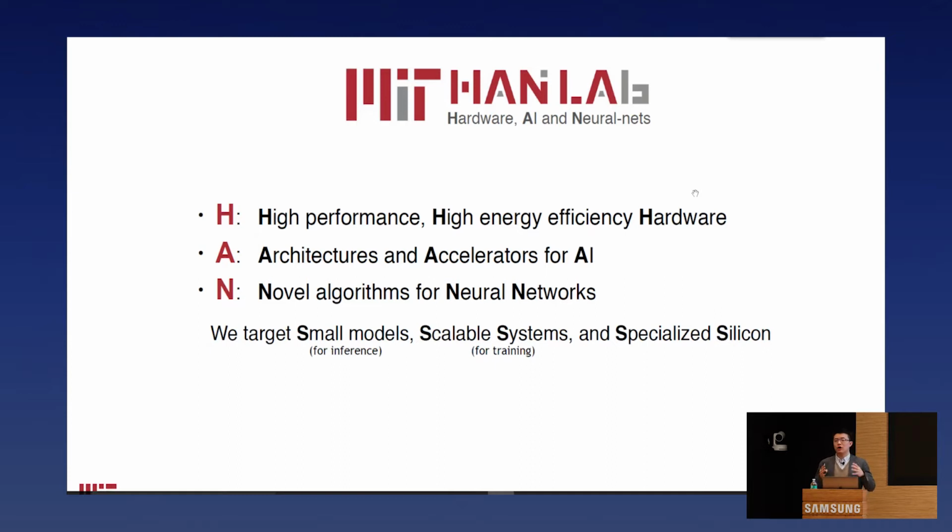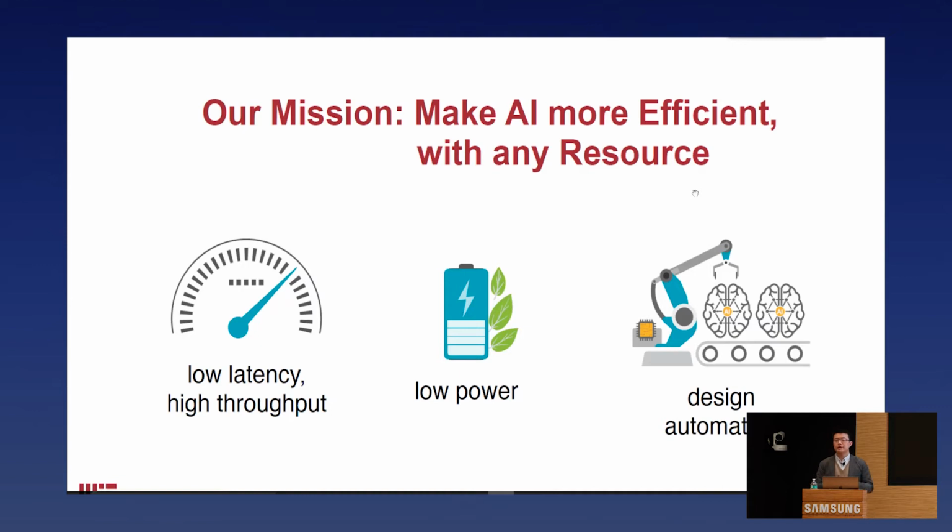So we target small models for inference, how to save the memory bandwidth; scalable systems for training, how to save the networking bandwidth and make your training system more scalable; and also specialized silicon, to design specialized hardware for particular AI tasks. So our mission is to make AI more efficient with any resource, any hardware resource and any engineering resource. So we target low latency, high throughput inference and training, and also low power for both the edge devices and the data center devices.